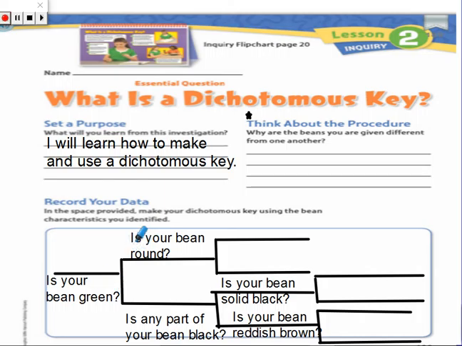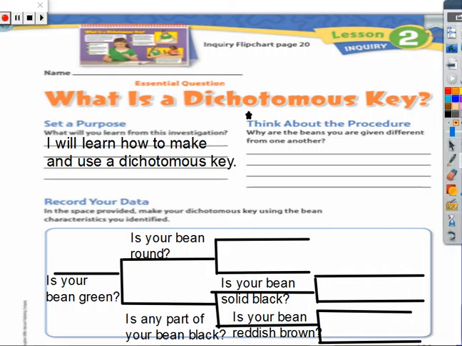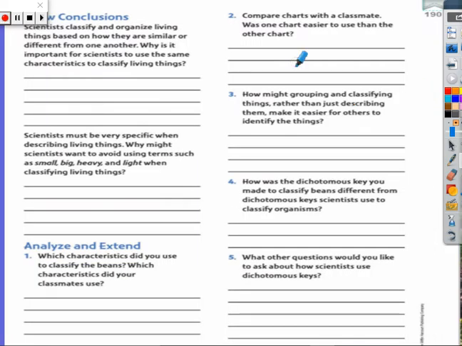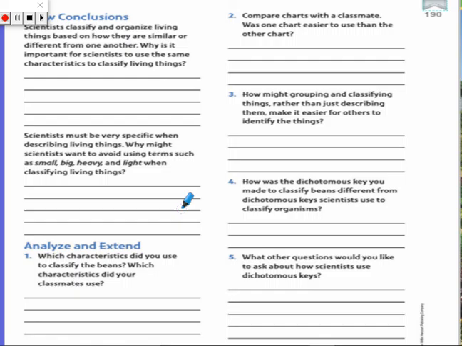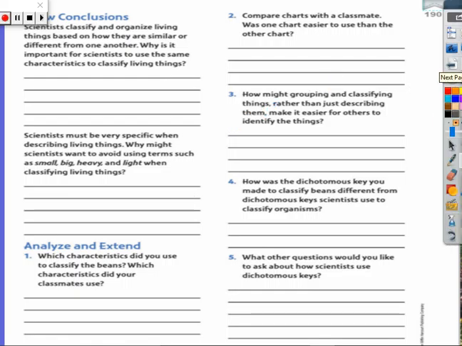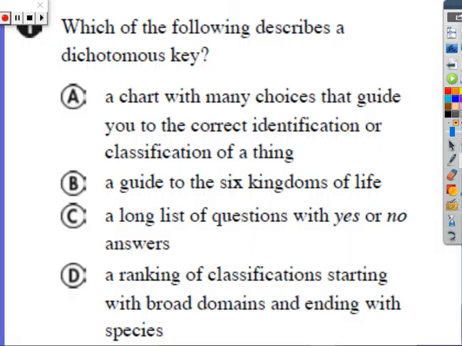Then you go on to, is your bean round? Is any part of your bean black? So those are just questions I ask, and then you say yes or no and keep moving on. When you've done this, then I want you and your partner to answer these questions, please. And once you have all those answered, you are ready for the quiz.